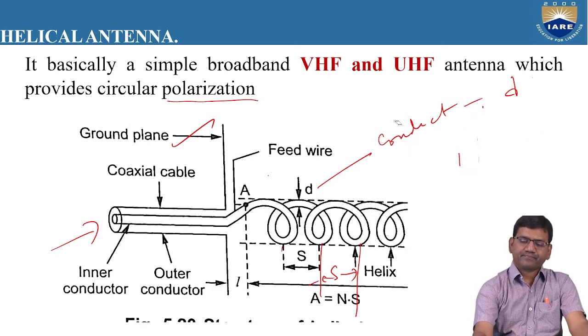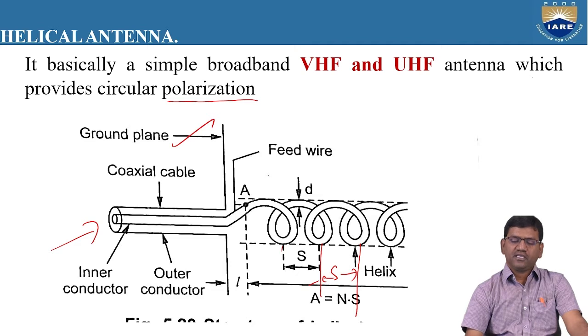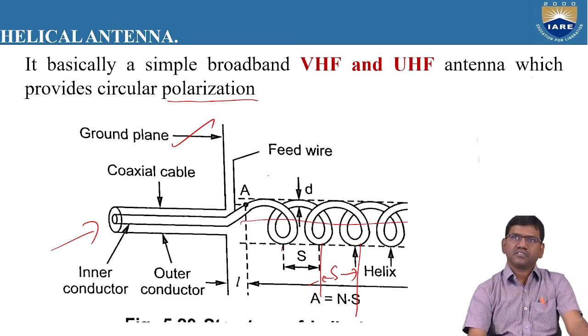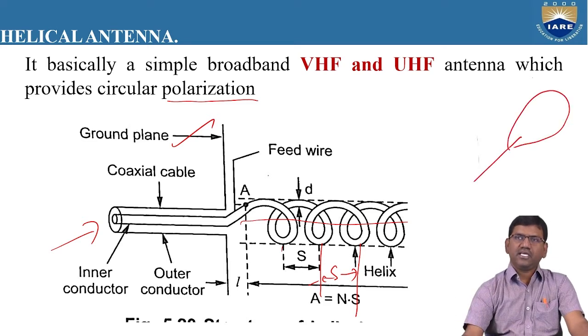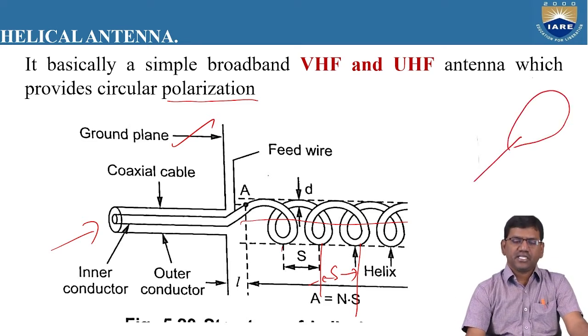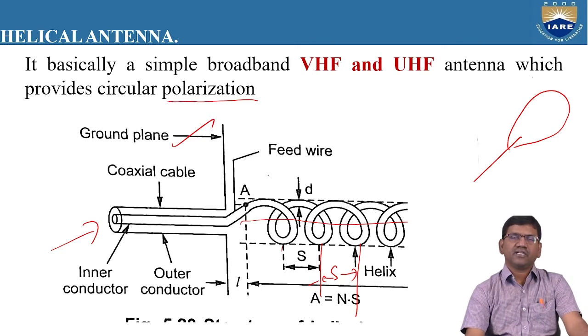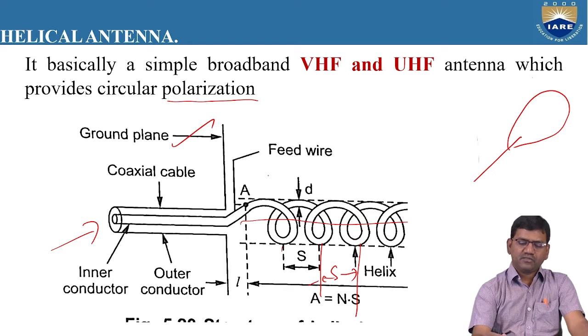Here, the waves are produced along this axis, so in this direction the waves are produced. This is a unidirectional antenna. The helical antenna is a unidirectional antenna where the waves are produced from one end of the helical antenna. So this is about the basic construction of the helical antenna.